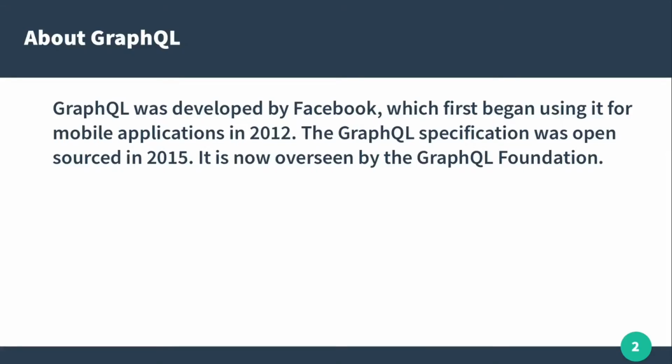Okay, a little bit you need to know about GraphQL history. GraphQL was developed by Facebook, which first began using it for mobile application in 2012. The GraphQL specification was open sourced in 2015. It is now overseen by the GraphQL Foundation.